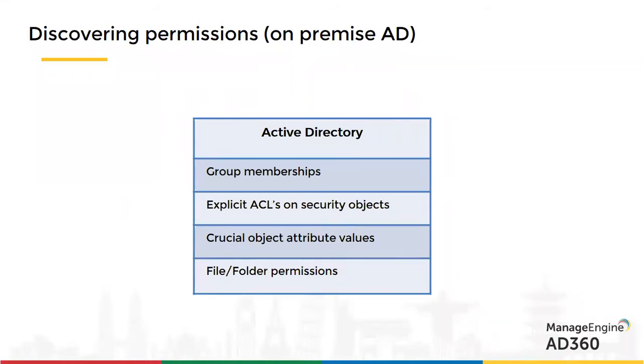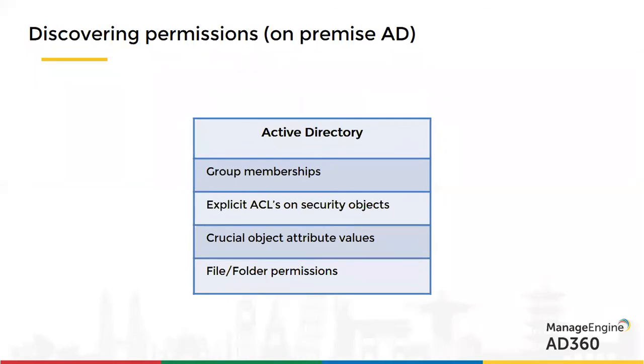Every object, your computers, your organization units, your groups, your users have attribute values that, if they are not configured properly, could lead to a security incident. Right? So every attribute value for your objects matters. And last but not the least, your Windows file server or your NTFS permissions.